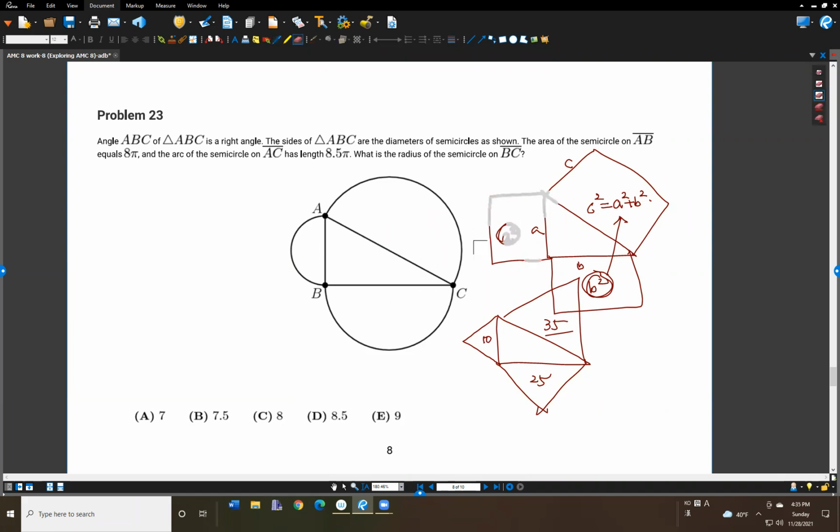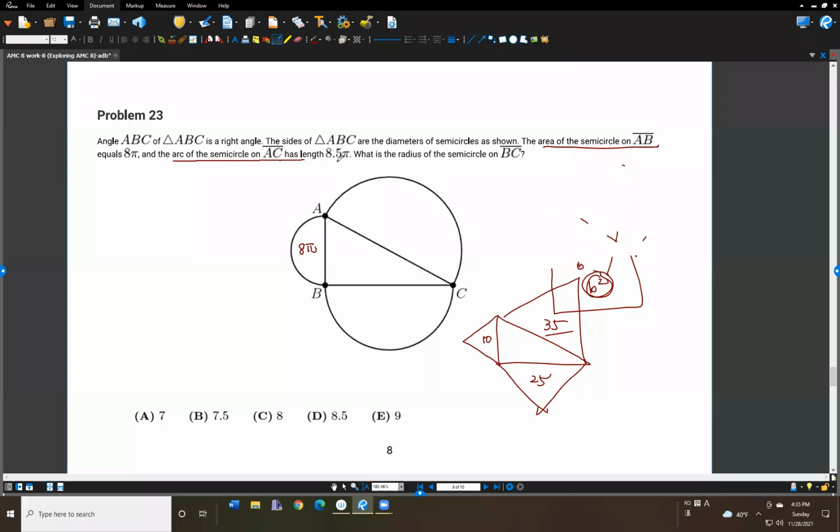Now try. I saw the area. This diameter, the area of this semicircle on AB is 8 pi. Oh, the length is not the area. No, that is not the area. This is the length of the arc. This is 8.5 pi. That is the length of the arc, not the area.